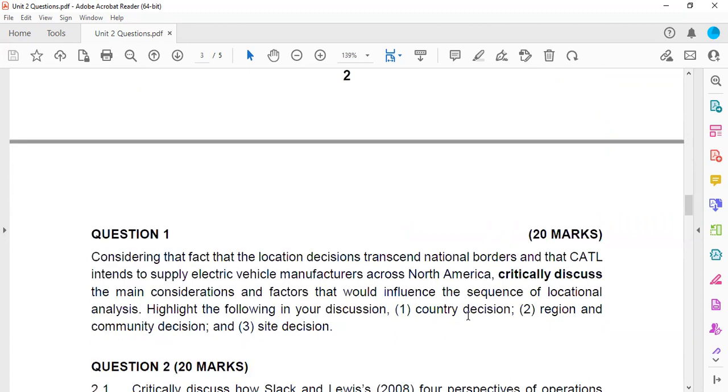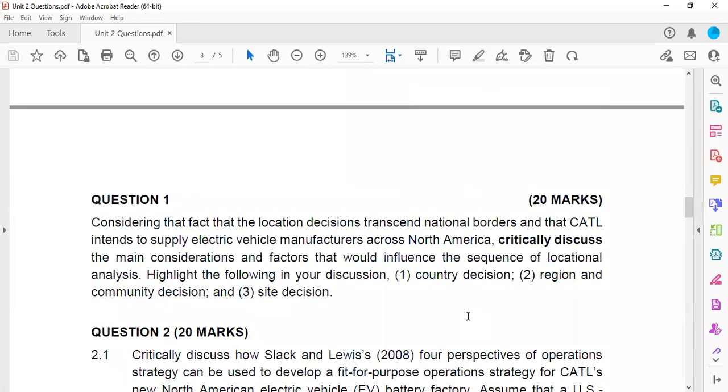Right. So the first question has 20 marks. Question 1: considering the fact that location decisions transcend national borders, and that CATL intends to supply electric vehicle manufacturers across North America, critically discuss the main considerations and factors that could influence the sequence of locational analysis. Highlight the following in your discussion: number 1, country decision; number 2, region and community decision; and number 3, site decision. So as you answer question 1, you need to base your answer on these. Your answers will fall under these 3 headings. That is how you should structure your answer.